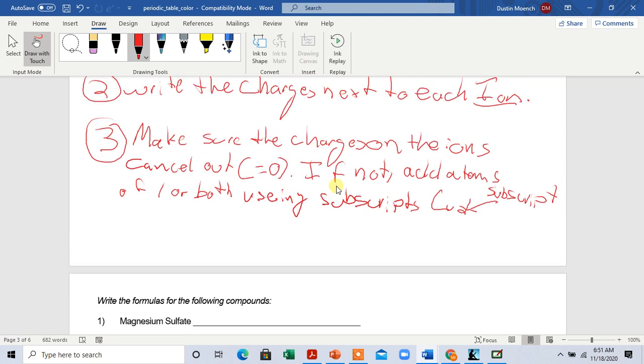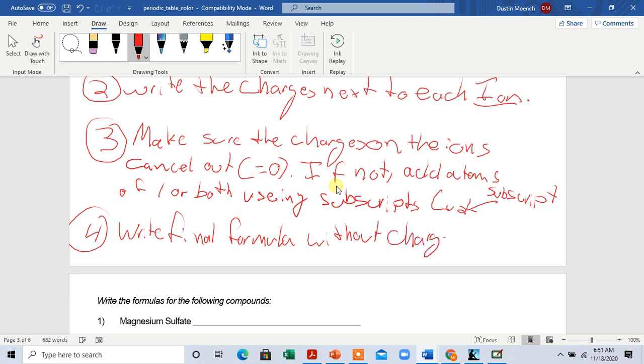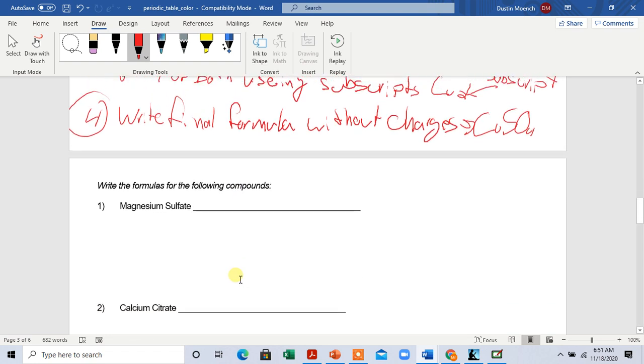The last thing I'm going to do is write the final formula without any of the charges on it. So in this example, we'd have CuSO4. Done. Copper sulfate, copper 2 sulfate. All right. So let's try like 3 examples to show you some other ones.